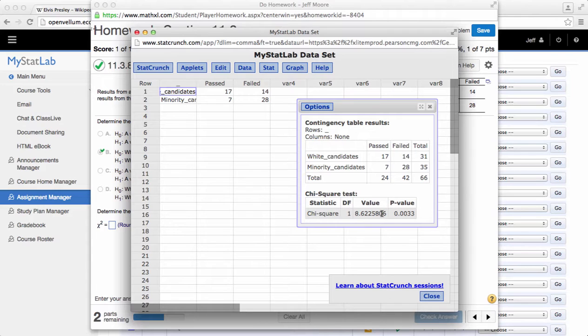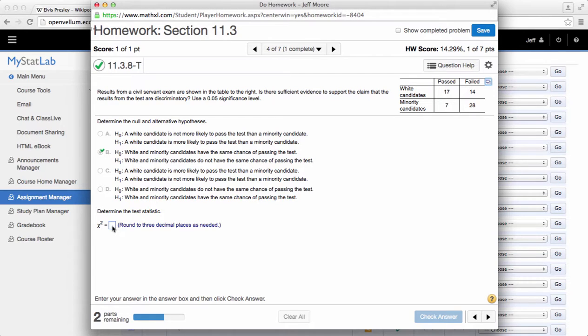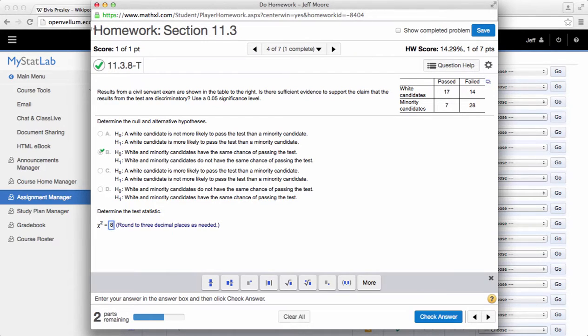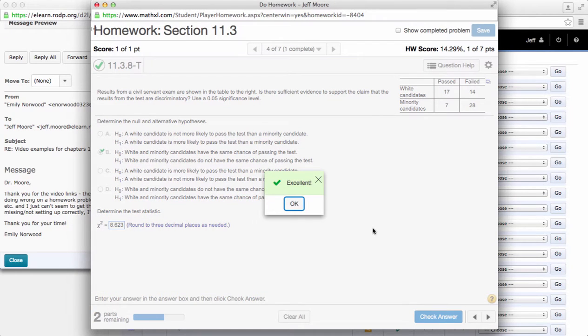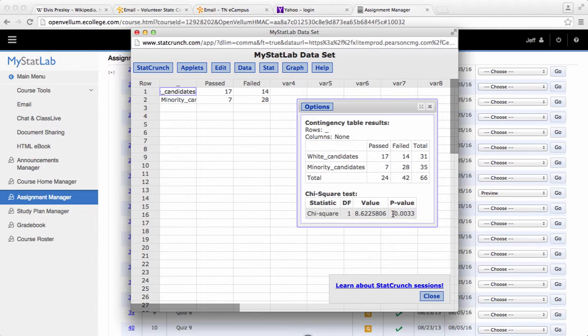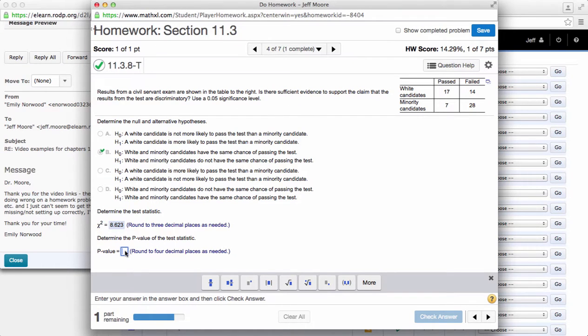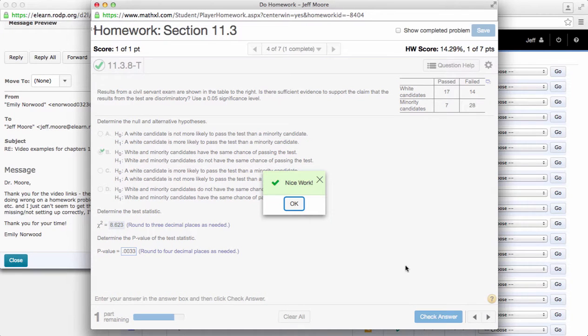Now we have the results of the hypothesis test. Our chi-square test value is 8.623 if we round to 3 decimal places. Our p-value is 0.0033 rounded to 4 decimal places as called for in the problem. And now we need to draw a conclusion.